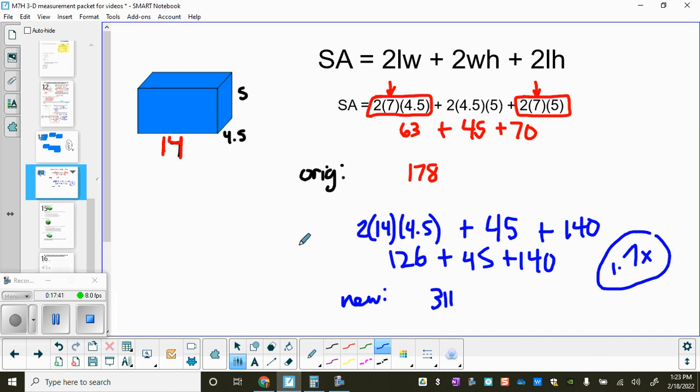There will be a question like this on page 3, so I just wanted to walk y'all through that you basically just got to find both surface areas and then just compare. You can take the new one and divide it by the old one, and that's how you can compare how many times bigger it is.